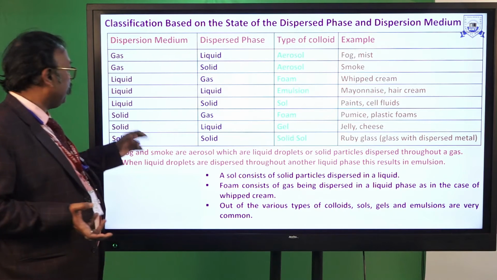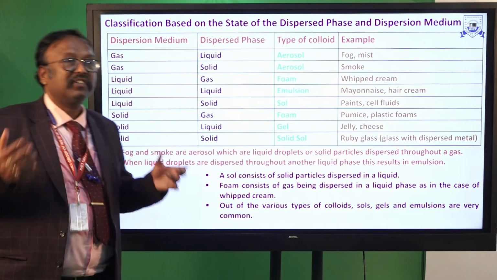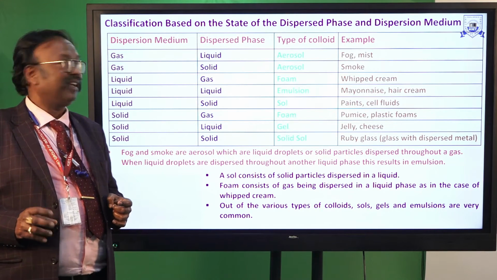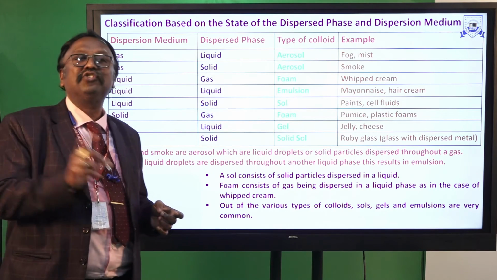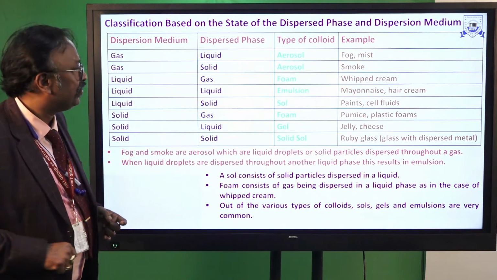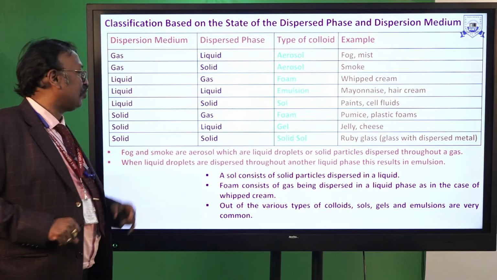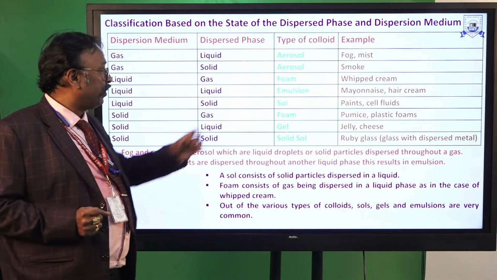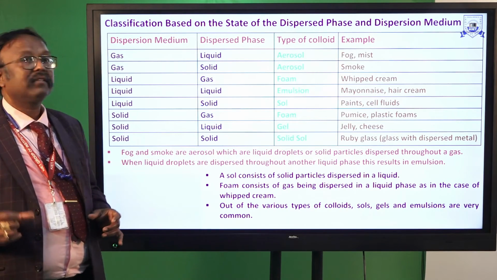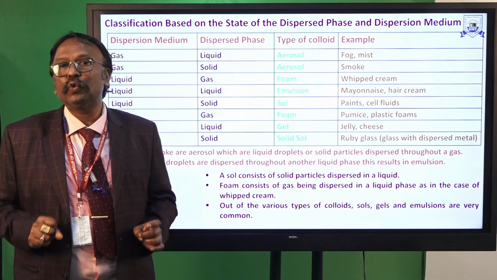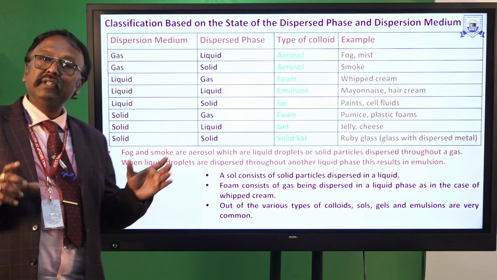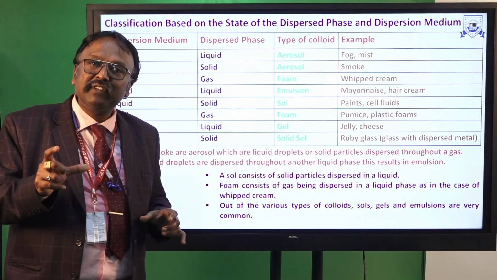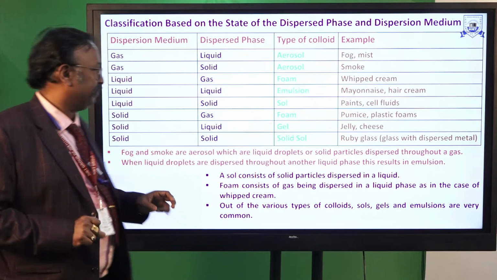And dispersion medium is solid and dispersed phase is liquid. The example is gel, the jelly-like semi-solid structure we have seen. And dispersion medium is solid and dispersed phase is also solid. Both are solid. Example is solid sol, that is ruby glass. This type of classification depends upon the state of dispersed phase and dispersion medium.